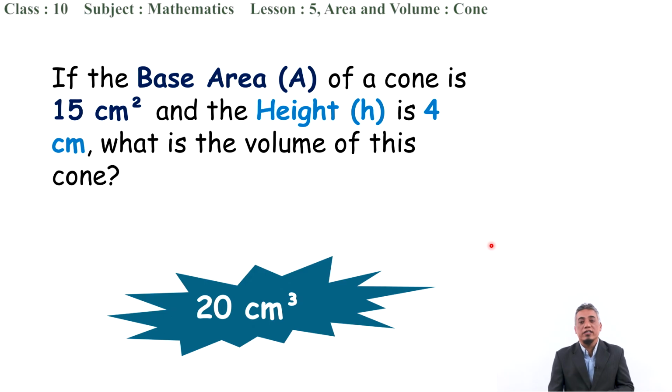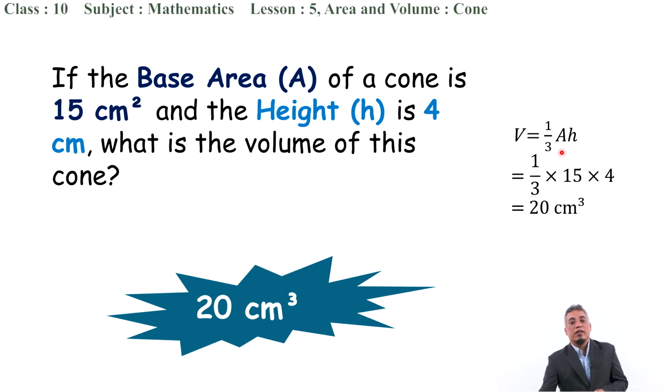So how do you find it? V equals 1/3 area times height, and area is given to be 15 centimeters square, height is given to be 4 centimeters. So first you multiply 15 times 4, it is 60, and then cancel out by 3, you will get 20 centimeter cube. So that is the volume of the cone.